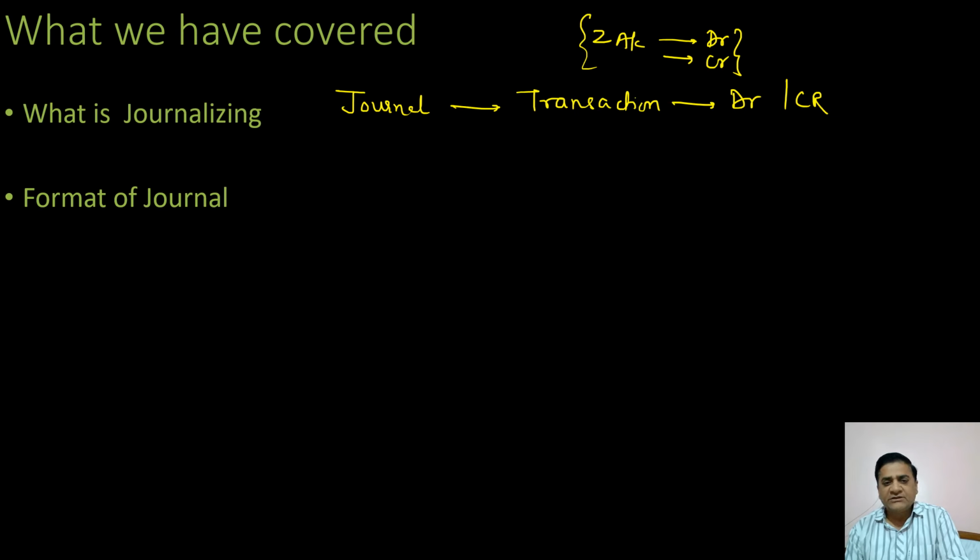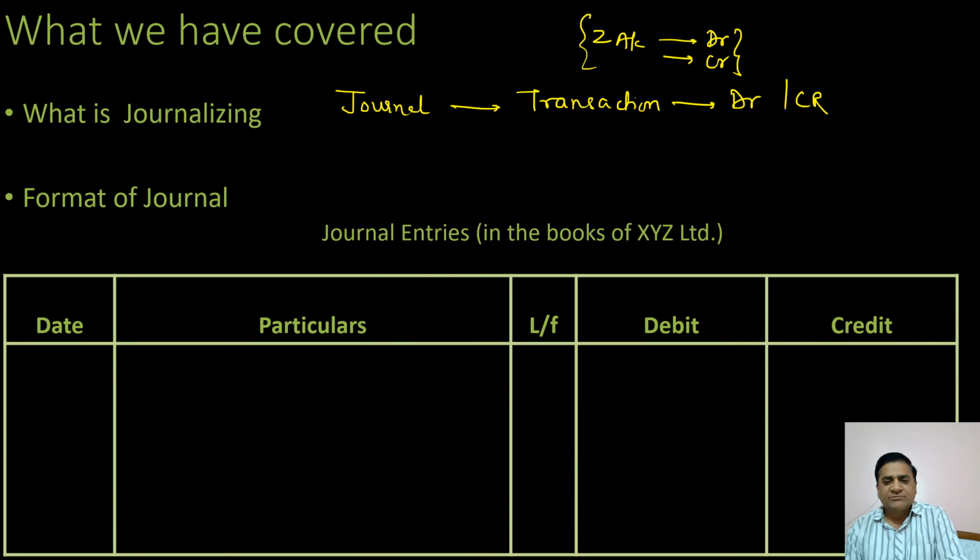We have also seen the format of journal. There is a specific format in which we pass the journal entries. How the format looks like is in this manner. We have two sides wherein we record the amount of debit on one side and the credit on the other.